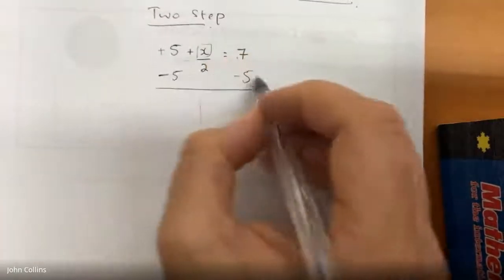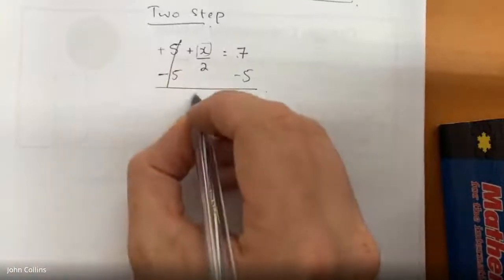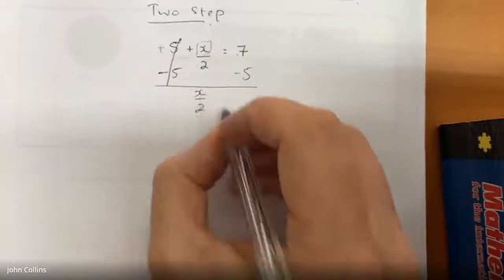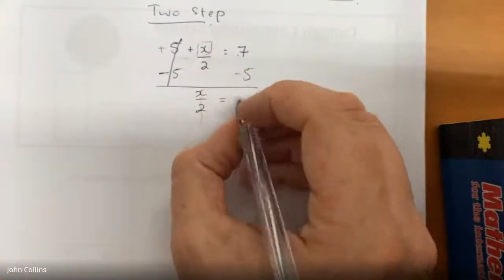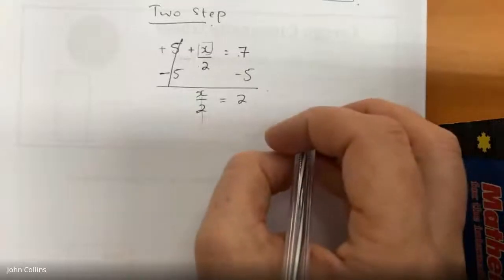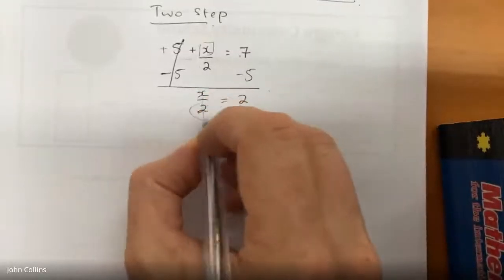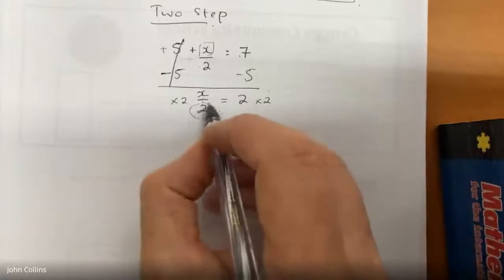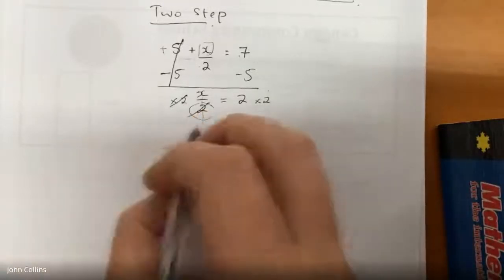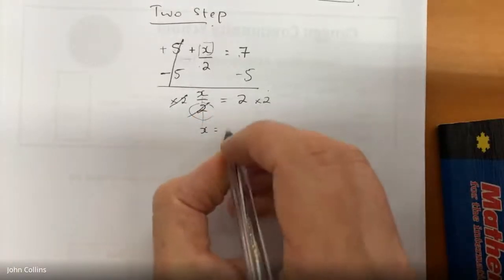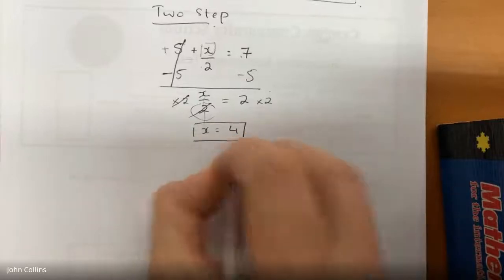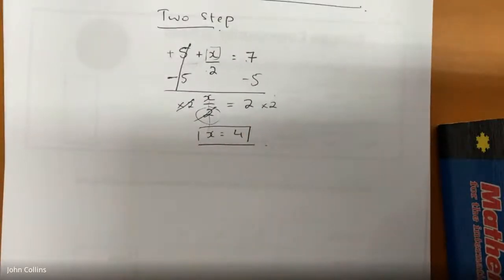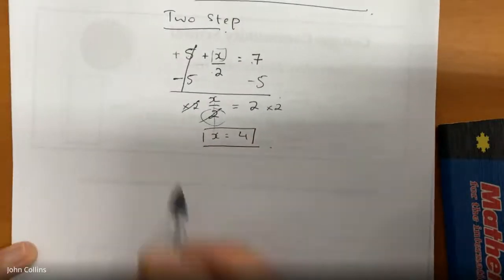I add or subtract going down. 5 take away 5 is nothing. x over 2, equal sign underneath. 7 take away 5 is 2. Now that's one step. Second step, if I want to get rid of a dividing by 2, I would balance the equation by multiplying both sides by 2, the opposite thing to dividing by 2. That will cancel out. Yeah, we know it's 4, we already got that far. Okay, so x is equal to 4. So that's our final example of a two-step.